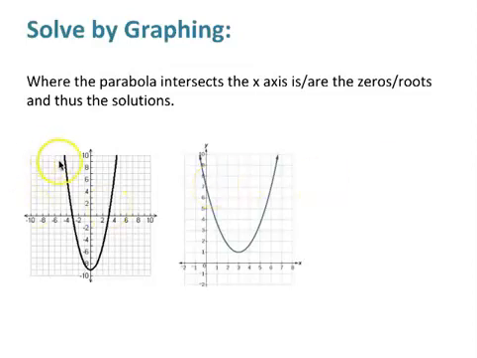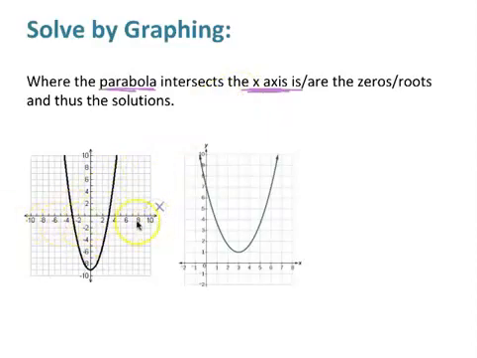So when we graph a quadratic equation, it's called a parabola. Remember, that's our fancy term for the graph of a quadratic function. So wherever the parabola intersects the x-axis, that is where your solutions are. Those are called the zeros, or sometimes they're referred to as the roots. So the solutions are where our parabola crosses the x-axis.